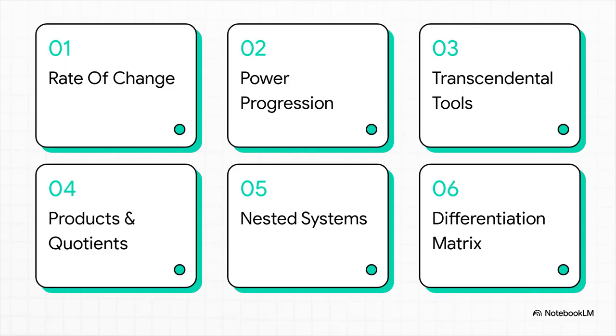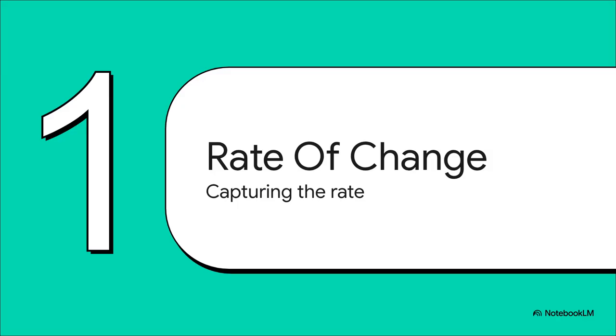And just to show you that this seemingly dense topic is actually highly organized, here's our quick roadmap. We'll start by capturing the basic rate of change, build our way up through algebraic and transcendental tools, handle products and quotients, unpack nested systems, and finally, synthesize it all into the differentiation matrix. So let's jump right into Section 1, capturing the rate of change. This is the absolute core foundation we need before we get into the actual rules.